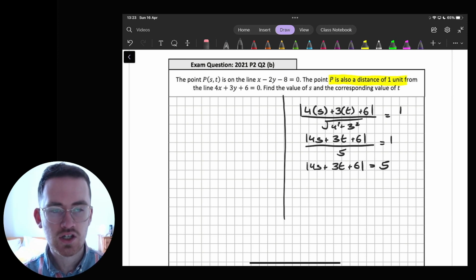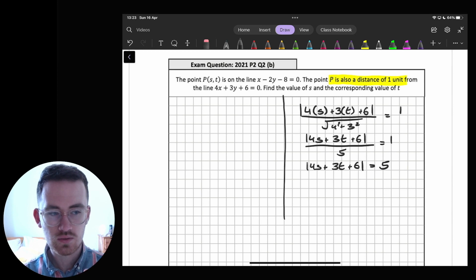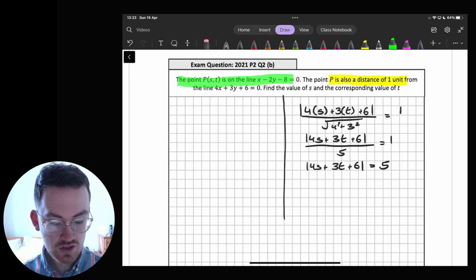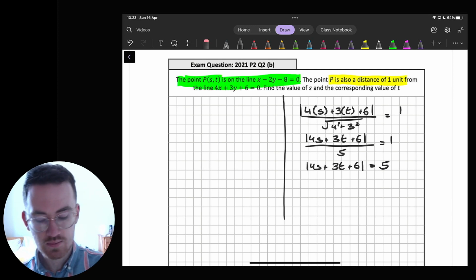Now we don't actually know how to solve a question like that with two unknowns. We've said before that two unknowns nearly suggests simultaneous equations, something like that. All we can do is look back at the question and see what we haven't used, and that would be this first green part here, which is that the point is on this given line.